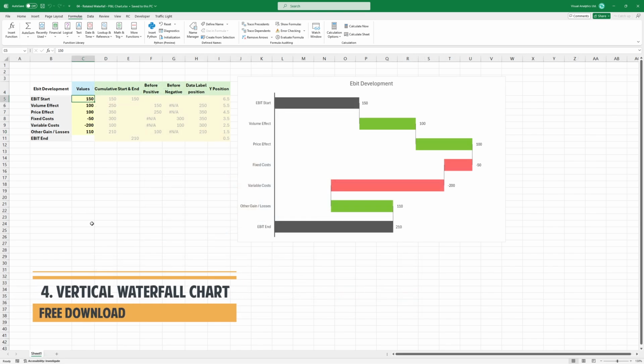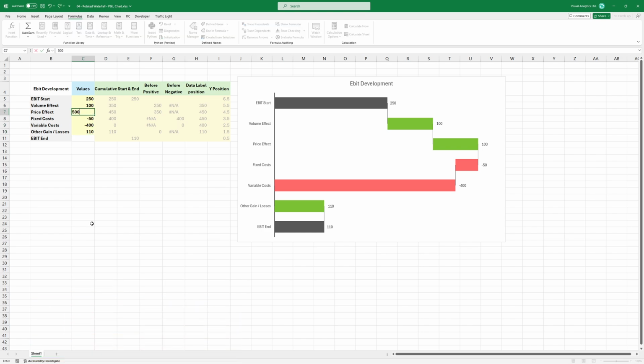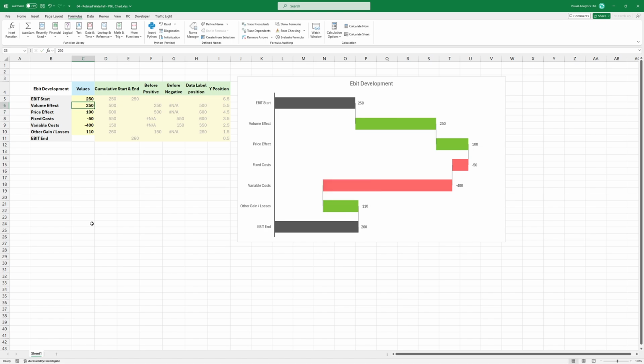Using a vertical waterfall chart can be a visually appealing way to present your profit and loss data. The primary benefit of using a waterfall chart is to illustrate the cumulative effect of positive or negative values.